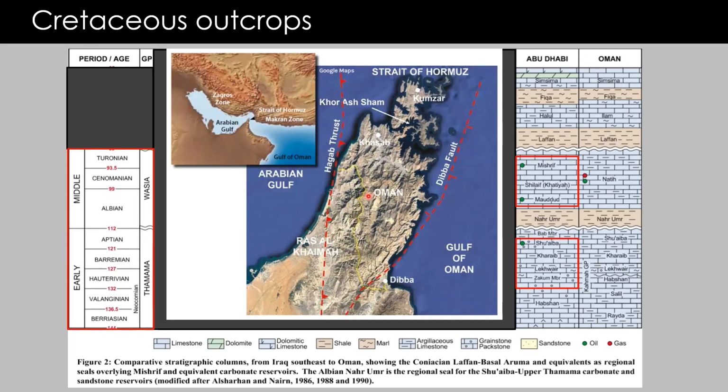We are going to go to the northern part of the UAE, close to the tip of the peninsula and the Strait of Hormuz, in the Emirate of Ras Al Khaimah. We are going to focus on the Thamama group, so the Lekhwair, Kharaib and Shuaiba formations, and then we will have a look at the second stop in the Mauddud and the Mishrif in the Wasia.